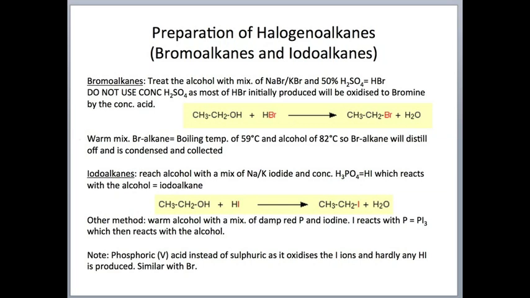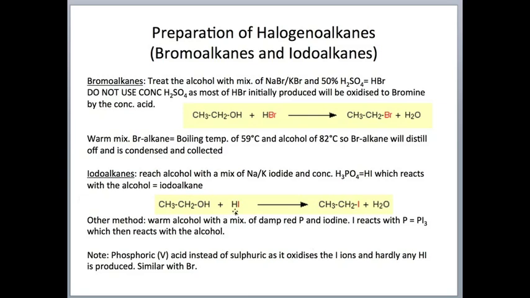We warm the mixture. The boiling temperature of the bromoalkane is about 59 degrees centigrade, and that of the alcohol is 82 degrees centigrade. Because the boiling temperature of the bromoalkane is lower, it will distill off, and is condensed and collected. So how do we make iodoalkanes? Again, we react an alcohol with a mixture of NaI or KI and concentrated phosphoric acid, which will produce hydrogen iodide, which then reacts with the alcohol to form an iodoalkane.